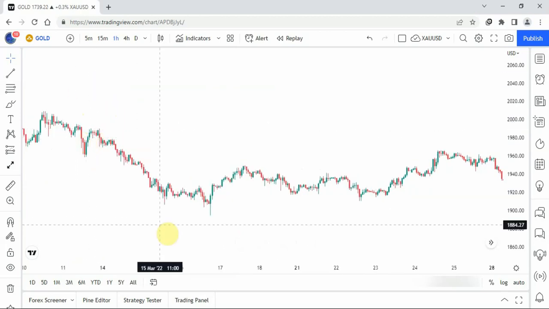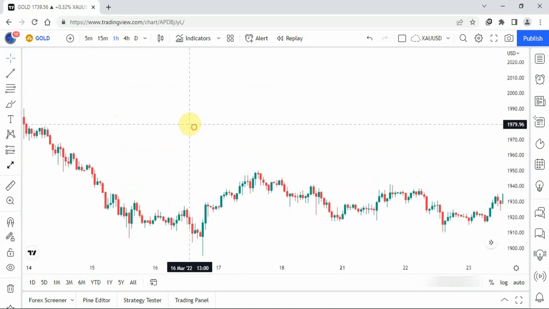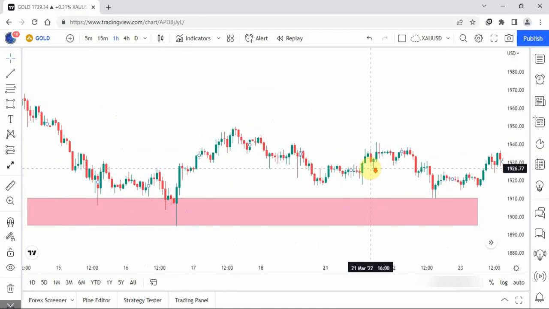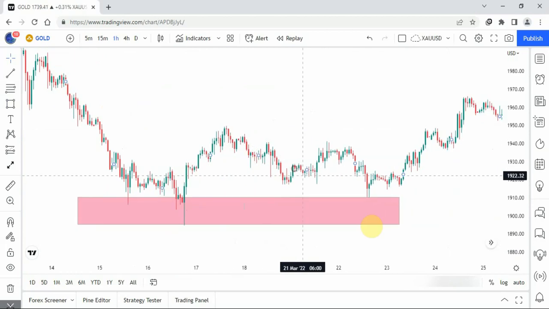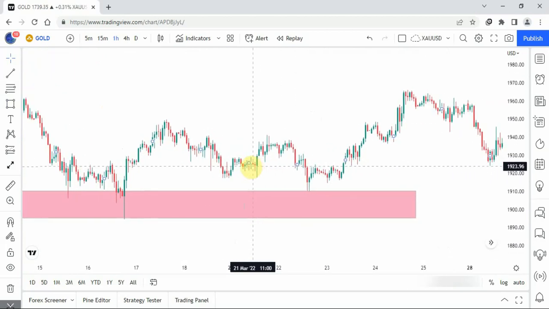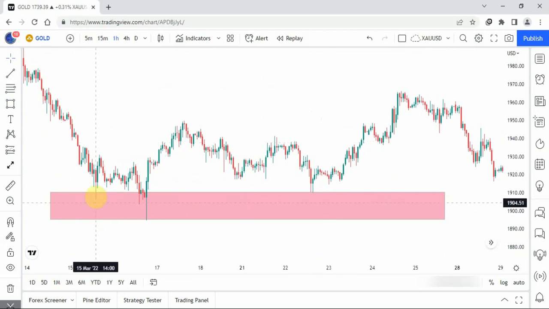Down here, if you look, first let me draw a box here. Well, as it's clear, more than 2 times price reacts to this zone, and every time after touching or entering this box, it is pushed up. By looking more precisely, you can see that through long lower shadows of candles, this area has been tested.